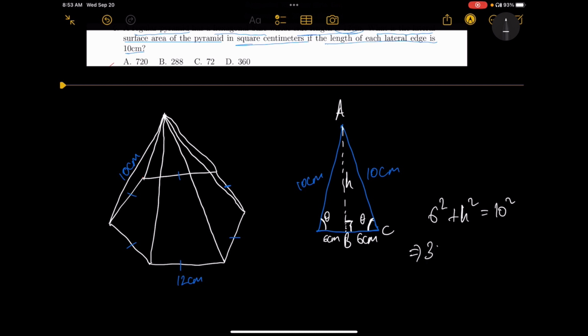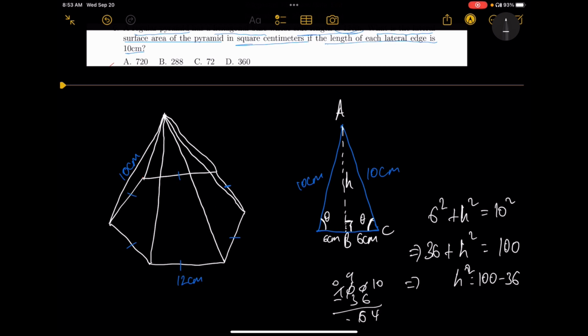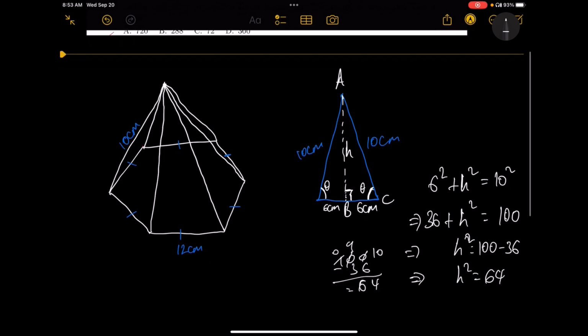That's 6 squared, which is 36, plus h squared equals 10 squared, which is 100, which implies h squared is equal to 100 minus 36. Which implies that h squared is 64, which implies h is 8. Okay, h is 8 centimeters.